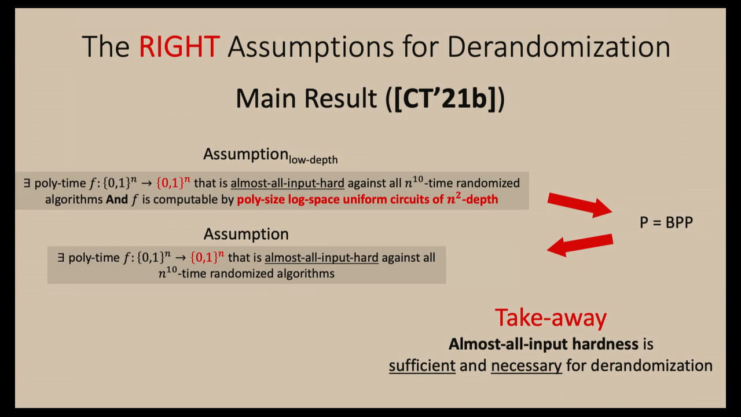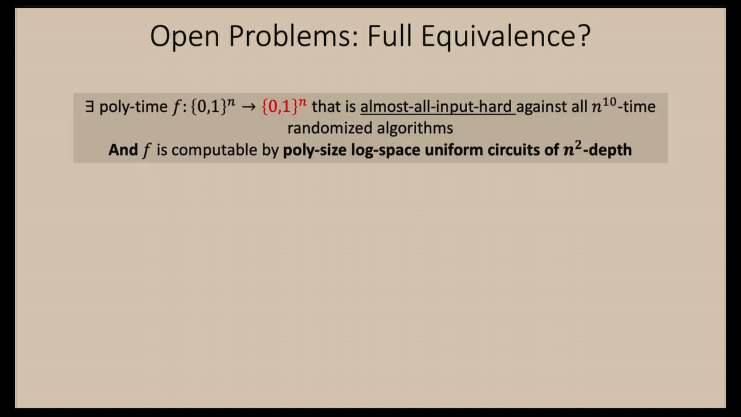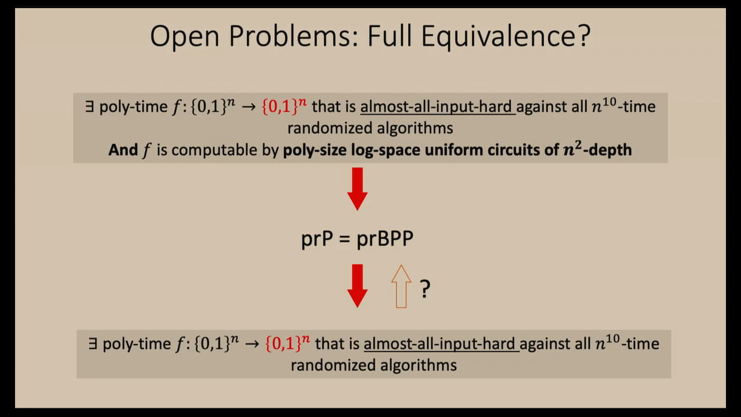I talk about many different things, so I actually feel like it's better to talk about open questions after one section, because otherwise you may just forget things. So the first open question regarding this hardness assumption is, can we really make it an equivalence? In other words, can we prove promise P equals promise PP from only almost all input hardness without the depth restriction? I think this is a great open question, and resolving it may also shed light on many other open questions in complexity and randomization.